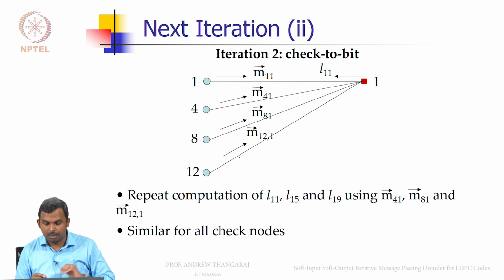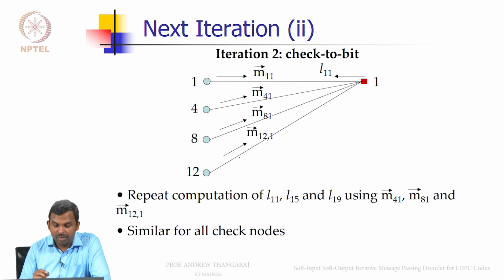Let me show how that happens very slowly. You have check node 1, which is connected to bit node 1, bit node 4, bit node 8 and bit node 12. The message or LLR that comes from bit node 1 I will denote as M11, bit node 4 is M41, bit node 8 is M81 and bit node 12 is M121. These are the 4 LLRs that are coming in.